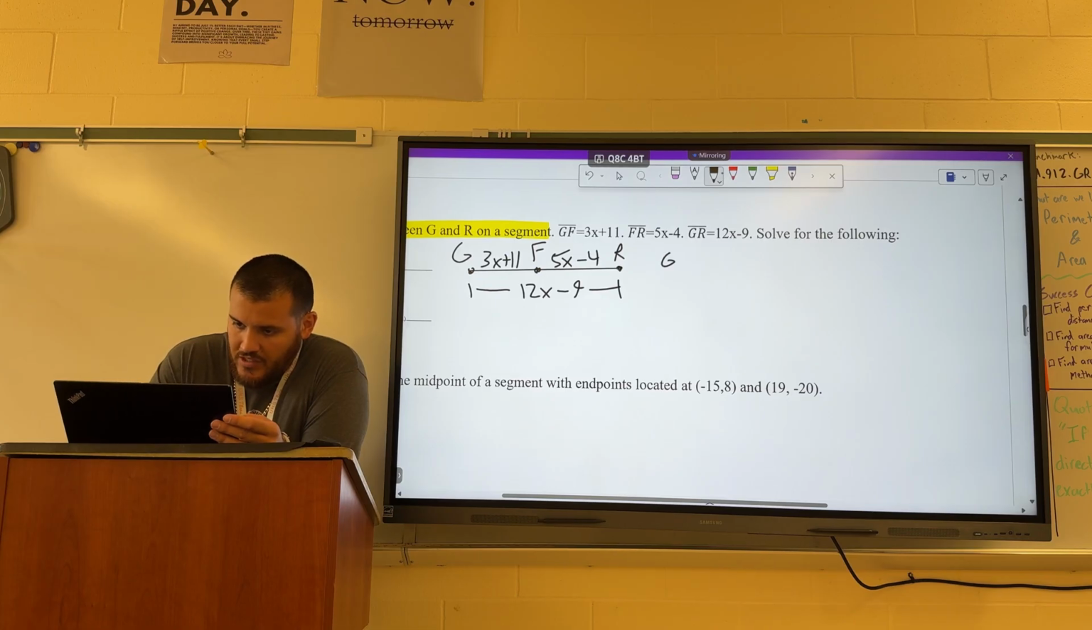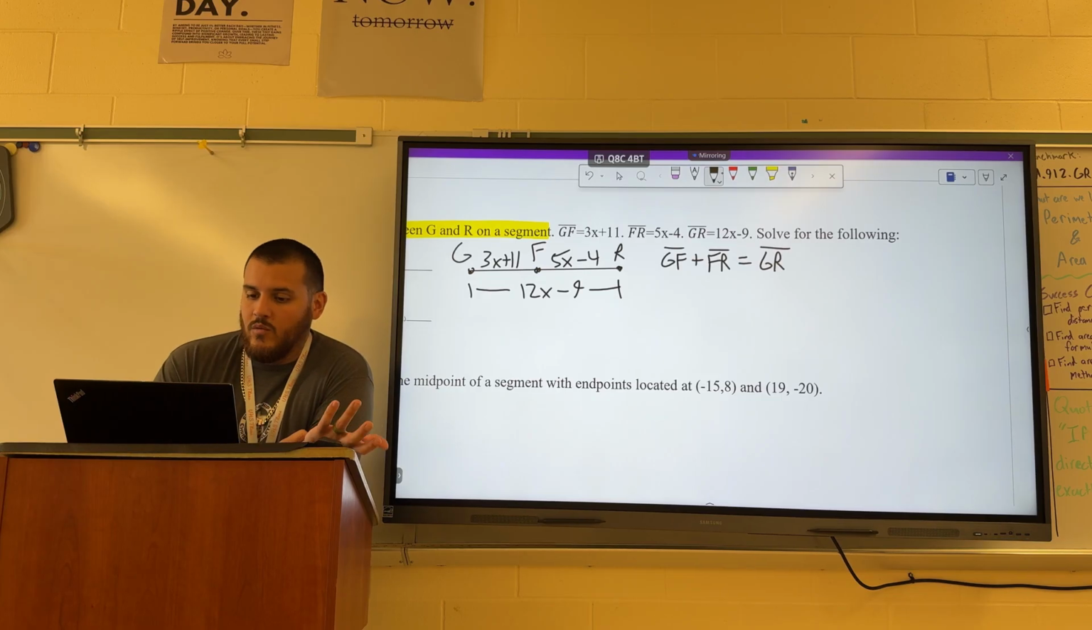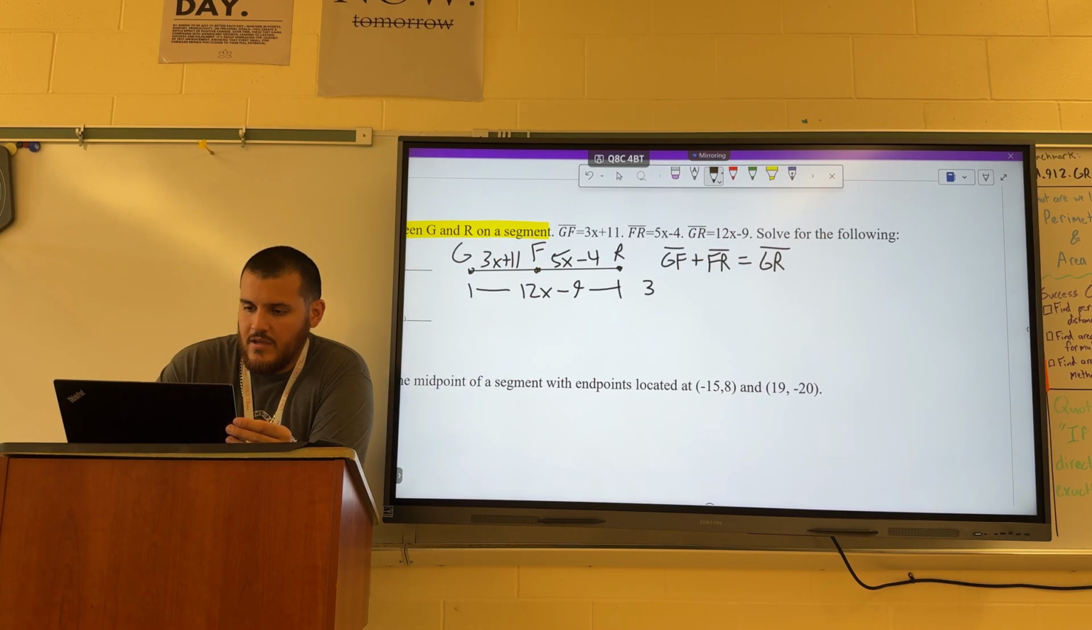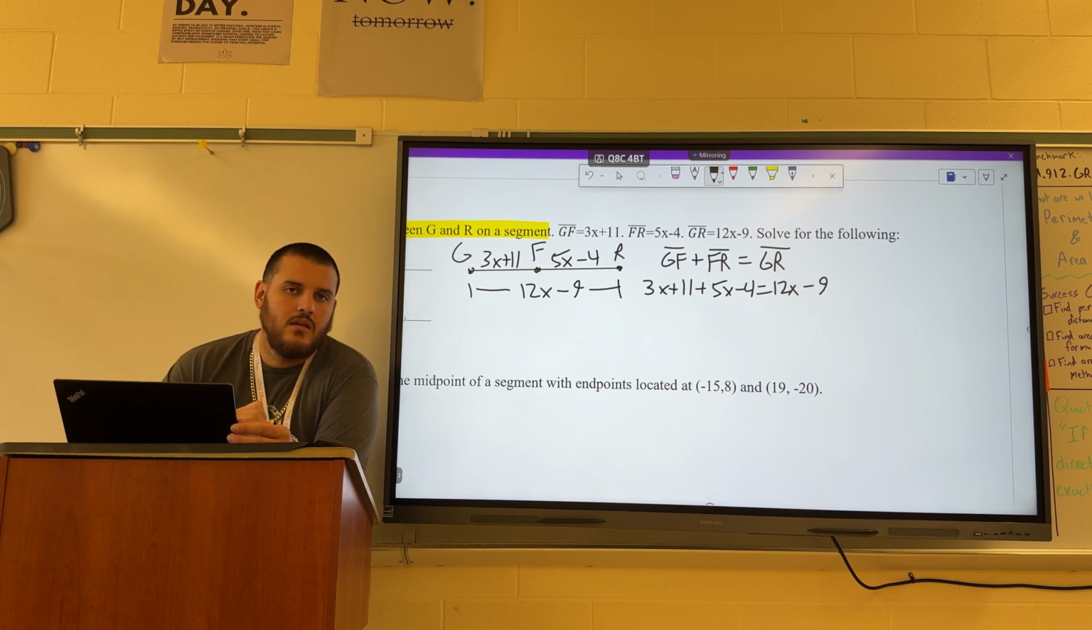So little piece GF on the left plus little piece FR on the right combine to give me the big piece, GR, the whole thing. With this, I can substitute in these values to get my correct equation. So GF is 3x plus 11, FR is 5x minus 4, GR is 12x minus 9, and then we're on our way with algebra.